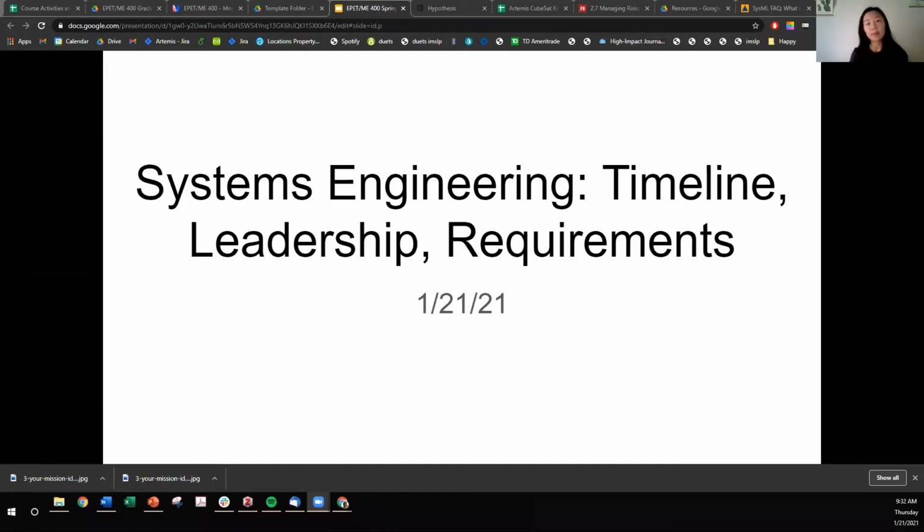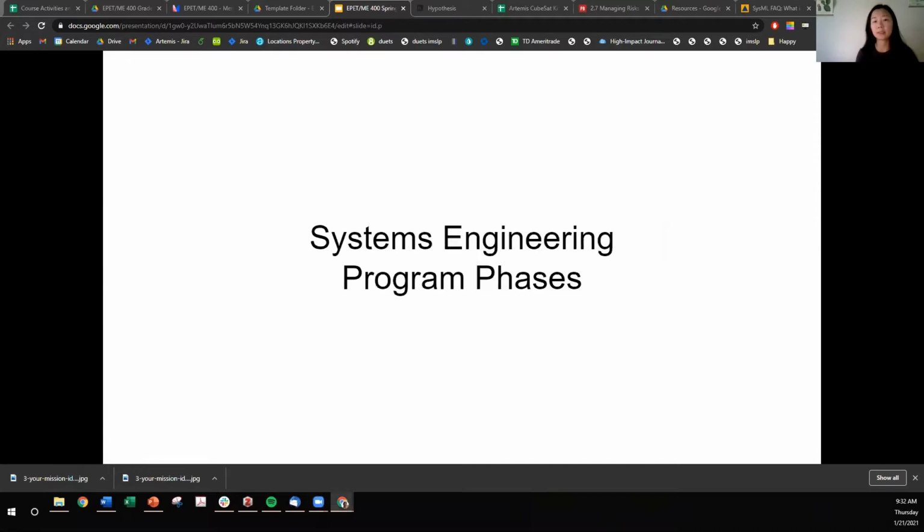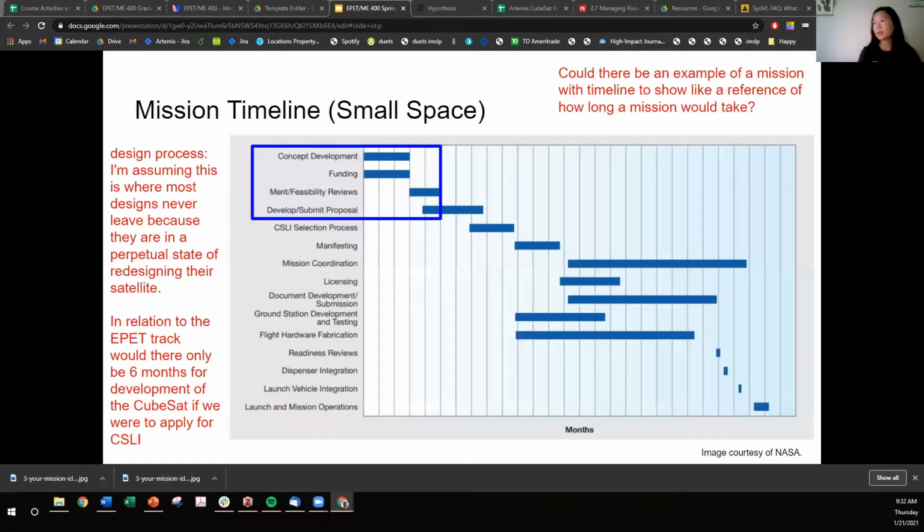Great. Good morning, class. Today we'll be talking about systems engineering, specifically timeline, leadership, and requirements. So let's go over program phases. Program phases and mission timelines for small satellites and large spacecraft differ. I'll go over small space, which is what I'll call small satellite, and then we'll go over the larger mission phases, in case you're interested in how to transition that.